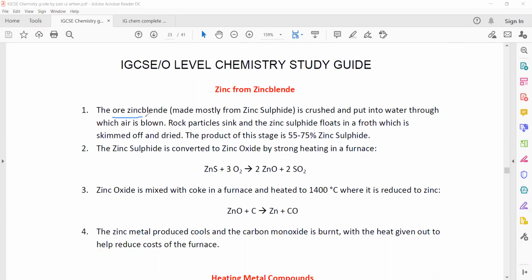So we have the ore of zinc, which is called zinc blende. Basically these are minerals or rocks. These rocks contain zinc sulfide. Say the yellow part is representing zinc sulfide. So first we crush them, and when we crush, we add them to a container, and this container is filled with water. The yellow part is representing the zinc sulfide.